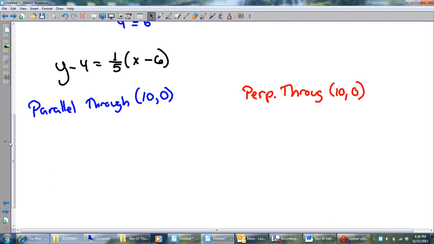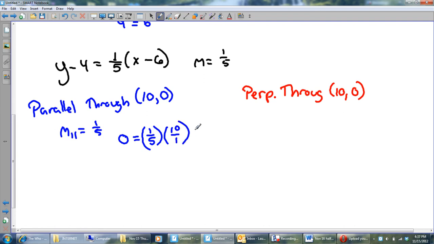Okay, we're going to do one more. And if you need a sub to pause this or ask a question, maybe somebody in class can answer it, it's okay with that. So we're going to do parallel through this point, perpendicular through the same point. First, we're going to find the slope of the original line, which is 1/5, because we're in point slope form. So I'm going to use my parallel slope, which is going to be 1/5. I'm going to plug in 0 for y. It's going to equal 1/5 times 10 over 1 plus b.